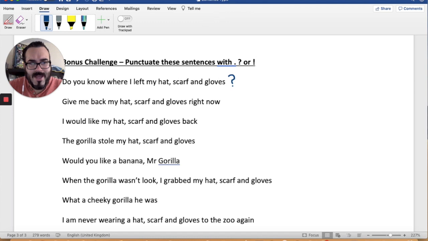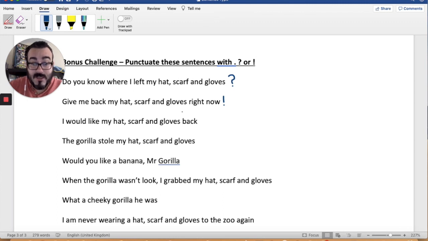Give me back my hat, scarf, and gloves right now. That sounds like telling someone what to do. It's a command, isn't it? Is it urgent or not urgent? What do you think? I think the right now means it's urgent, so I'm going to put an exclamation mark.